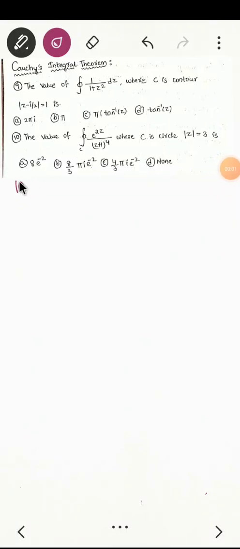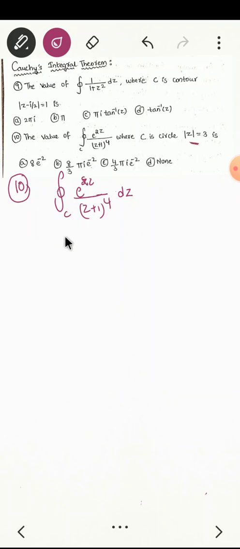Let us solve problem number 10 of Cauchy's integral theorem. The value of the integral of e raised to power 2z by (z plus 1) whole raised to power 4 dz. Then they have given the contour. First, what I was saying, you should start by drawing the contour and comparing with |z minus (x plus iy)|.